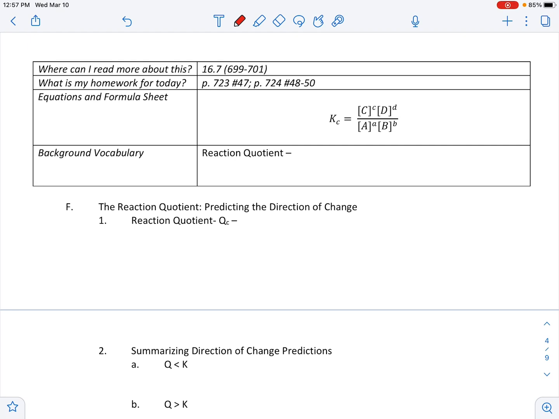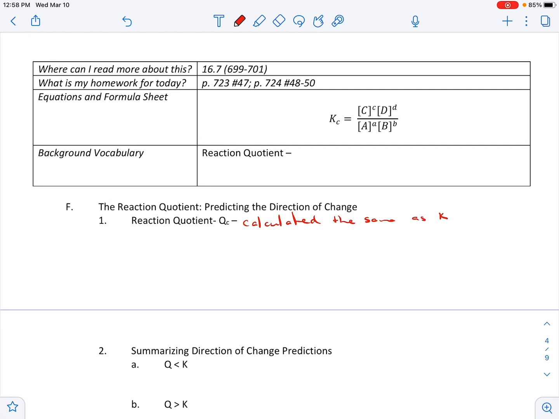Reaction quotient is calculated exactly the same as K, we just might not be at equilibrium. So we can use this at any time. Really, officially, K should only be used when we're at equilibrium. Q is just for all those other times.